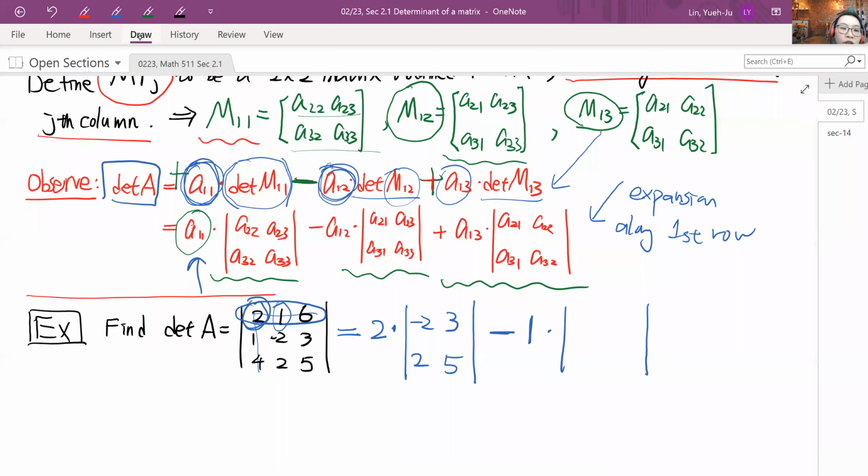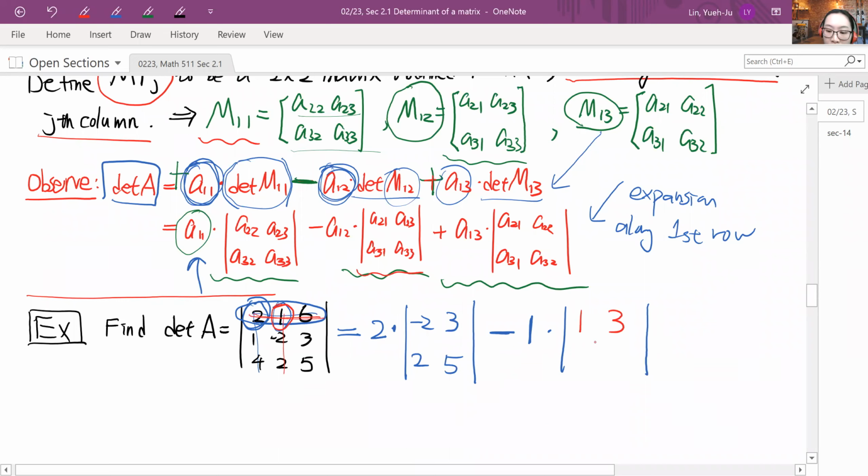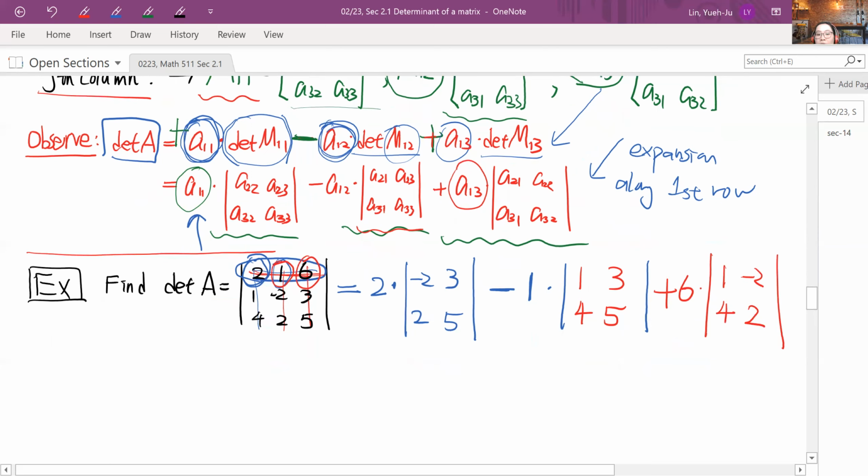For A12, you need to get the M12 determinant, so you cross out anything passing through A12. That means the first row and second column, so the remaining will be 1, 3, 4, 5. And plus A13, which is 6, times the remaining submatrix. So you take out the first row and third column, and that would be 1, minus 2, 4, 2. Once you do this, you can see that we managed to reduce a 3 by 3 matrix to something about determinants of 2 by 2.